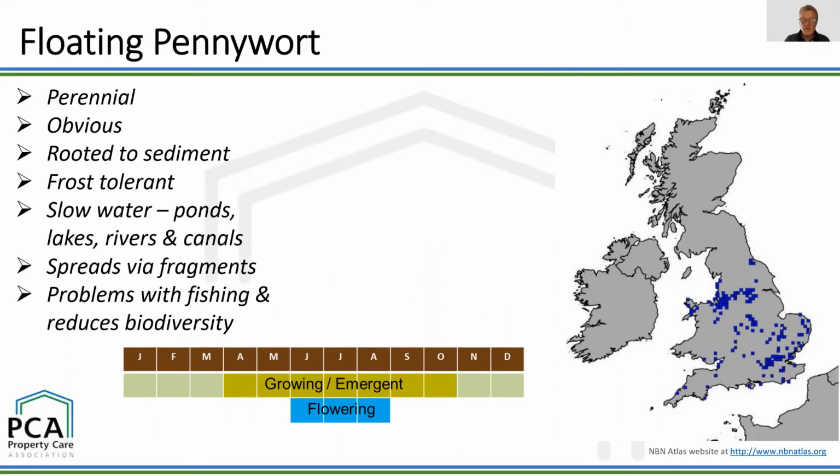It tends to survive around the margins of ponds or lakes or along the edges of watercourses during the winter, and then starts to boom in the spring and summer. Again, this is another species that spreads via fragments.